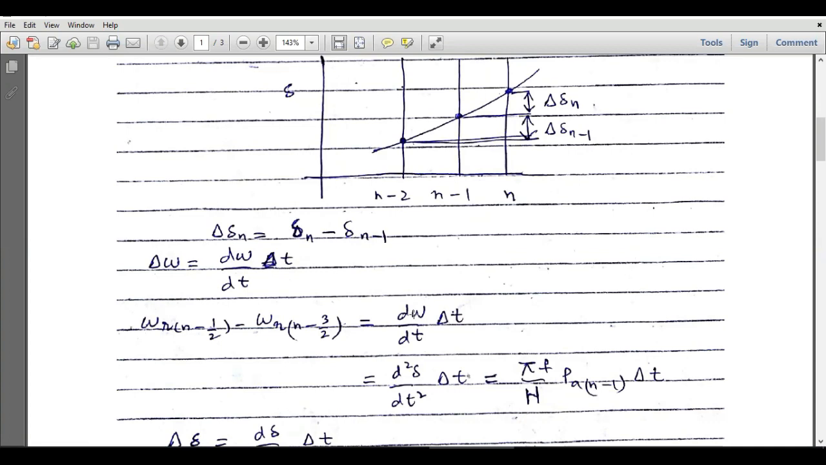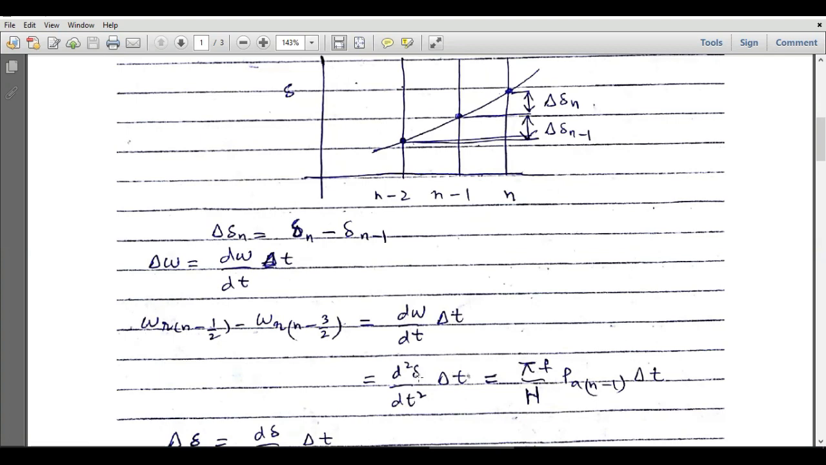And d omega over dt is the rate of change of angular velocity, which is equal to d square delta over dt square. And it is equal to the angular acceleration multiplied by delta t. And d square delta over dt square is equal to pi f over h into PA according to the swing equation. And here we will have delta t.